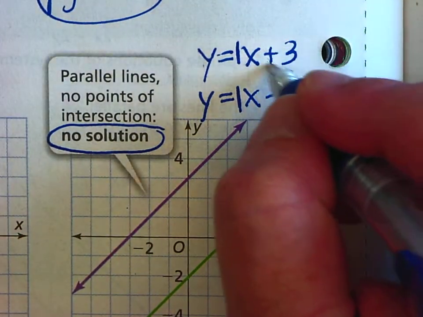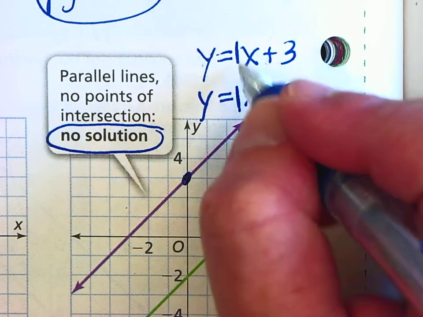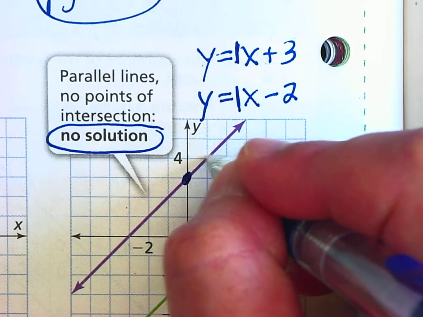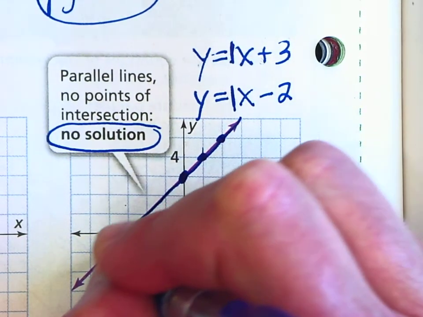So again, remember, you graph your y-intercept first, so we would find 3 on the y and plot a point, and our slope is 1. So we would go up 1 over 1, up 1 over 1. So that is my first equation.